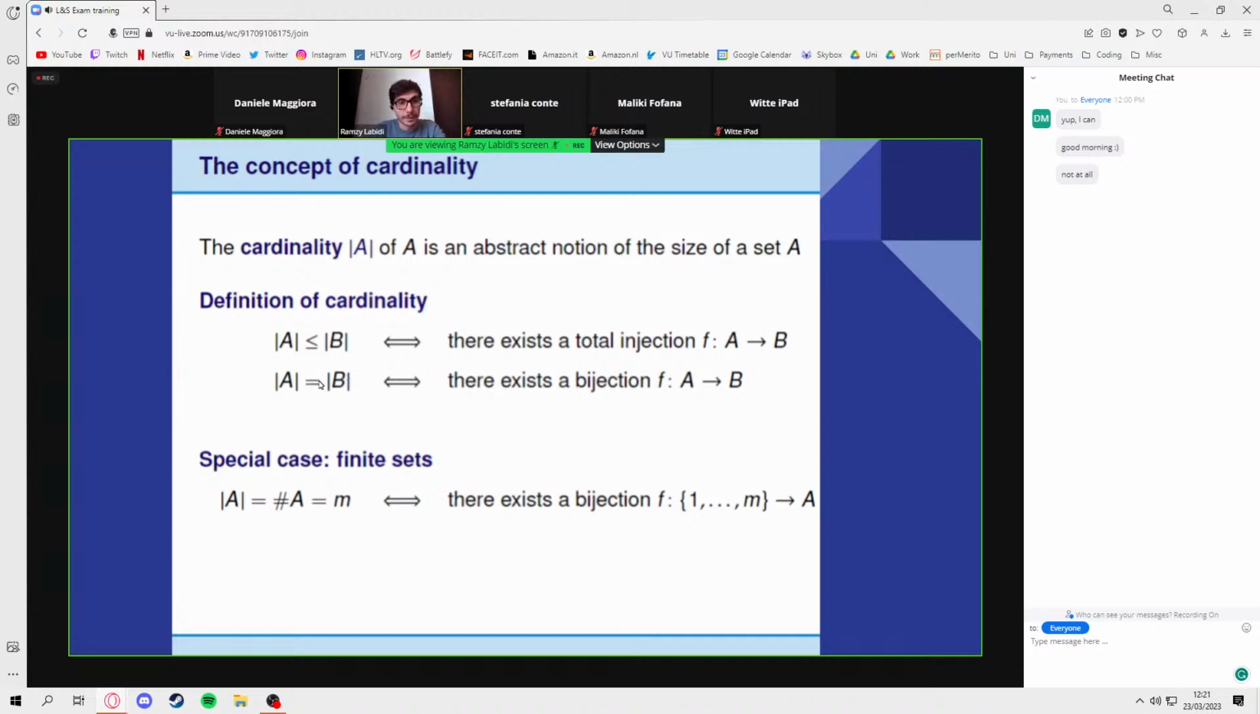And if the cardinalities are equal, then there exists a bijection from A to B. So they're total, surjective, and injective. A special case is the finite size.